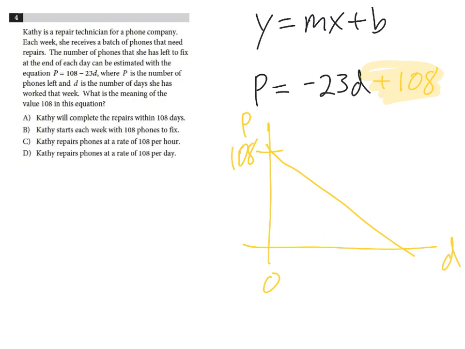Okay, so let's go down through our possible answers here. First one, Kathy will complete repairs within 100 days. No, this is saying that she has 100 phones on day 0. Kathy starts each week with 100 phones to fix. That is exactly what we're looking for. Let's read through the rest. Kathy repairs phones at a rate of 100 per hour. No, she repairs phones at the rate of 23 per day. And then finally, Kathy repairs phones at a rate of 100 per day. No, that's also not going to be it.